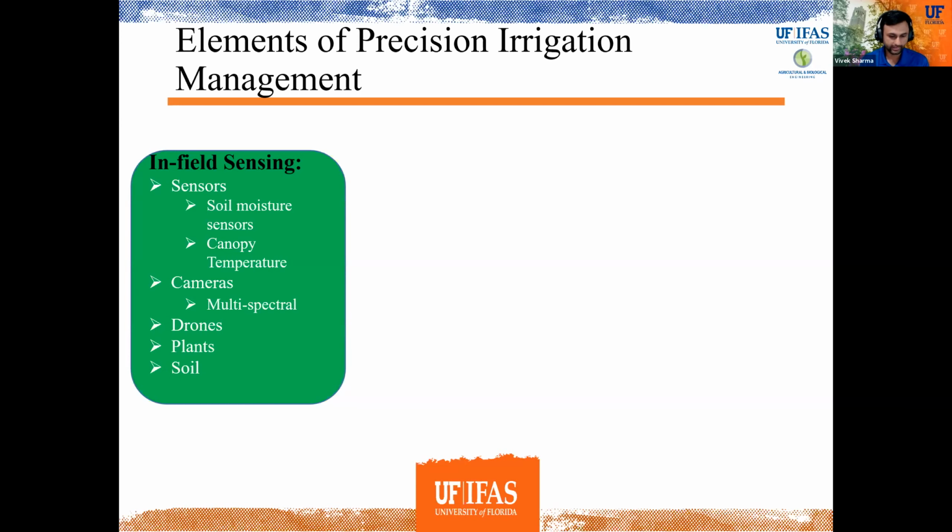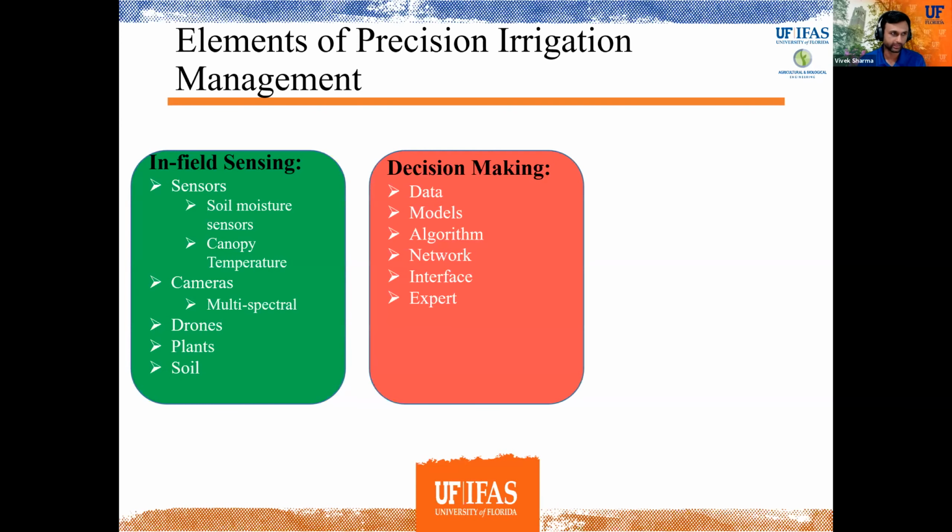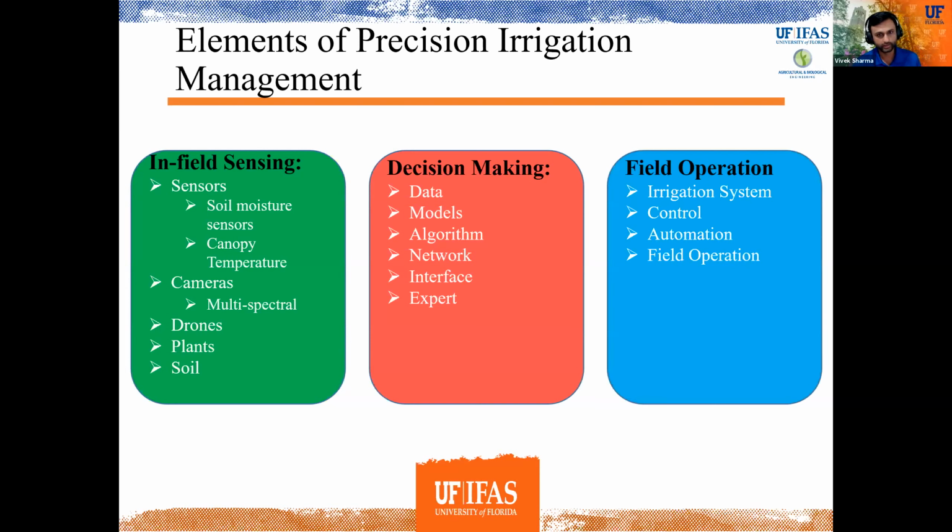Once we have this data, the next component is decision making, in which we use various models or algorithms to make a decision based upon the data that we collected. And the third component is the field operation, in which we transfer the decision to the irrigation system so that it can apply water at the right amount, right time, and right location. These are the 3 components of precision irrigation management.